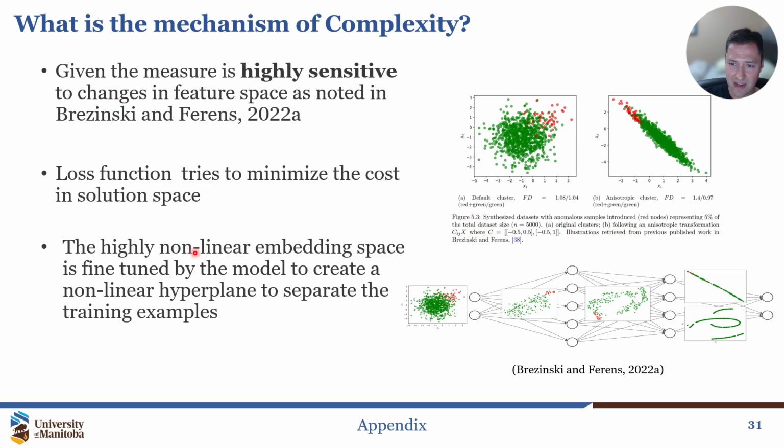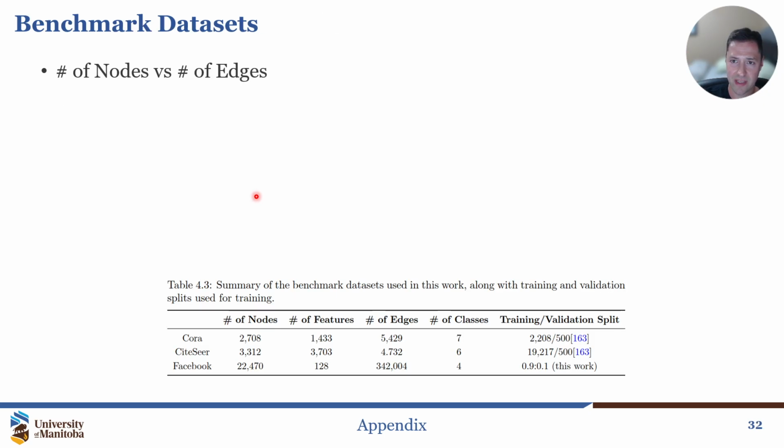But we can say that the highly nonlinear embedding space is fine-tuned by the model to create a nonlinear hyperplane to separate the training examples. So ultimately, that's what the model is trying to do, right? Create that nonlinear feature boundary in this higher order feature space. And the complexity layer, by computing this spread, is telling the model about that. So this was covered in the slide, but I just thought maybe I would flesh it out in an additional slide.